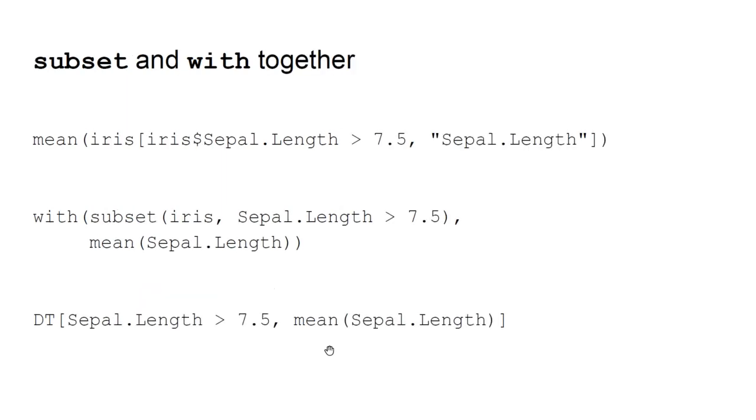Of course, this row selection and column selection work together. So here we can already see how much simpler the code is getting when we have to do both of these operations. In data table, it's not only less to type, but also clearer to read what is happening.